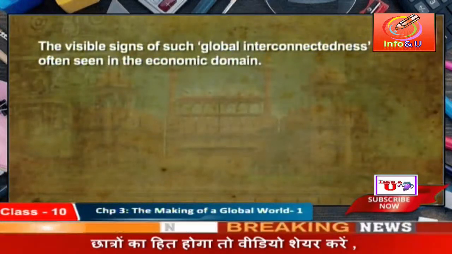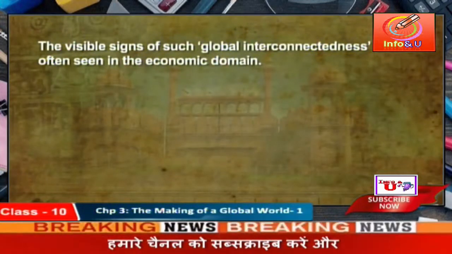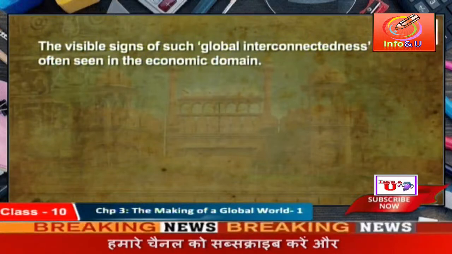Simply put, it talks about the process by which the world has become a more interconnected place. The visible signs of such global interconnectedness are often seen in the economic domain. Therefore, when we talk of globalization, we often refer to the economic system that has knit the world together in a dramatic way during the last 50 years or so.